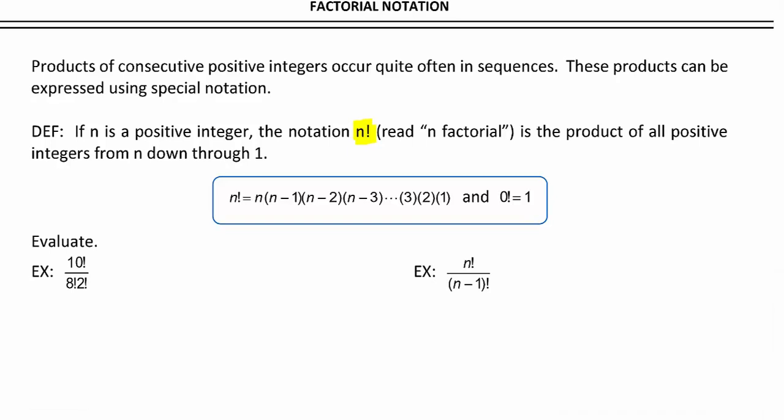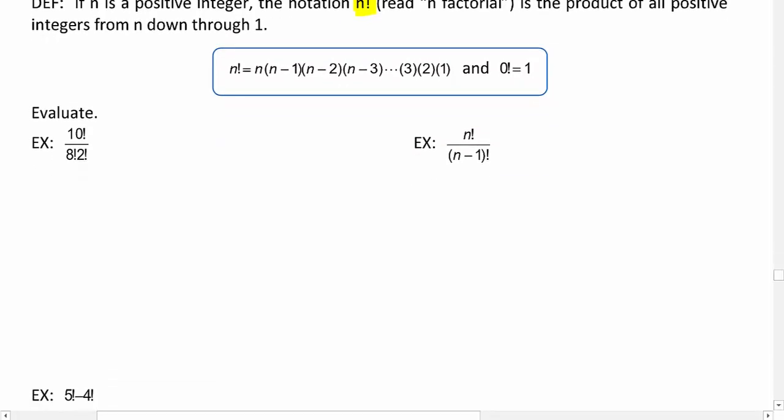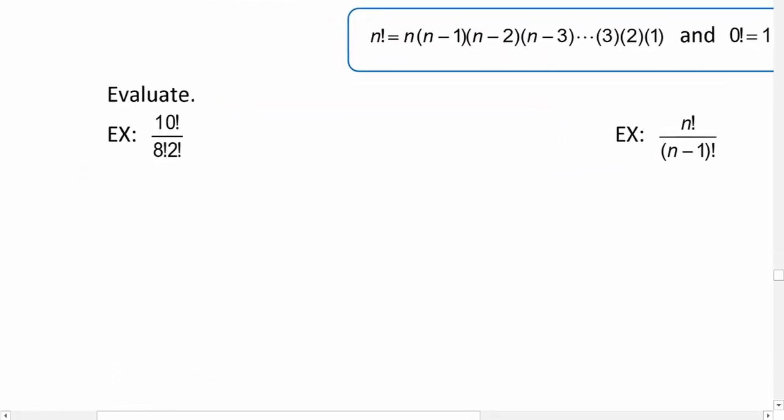So n factorial is n times n minus 1 times n minus 2 times n minus 3, all the way down to 3, 2, 1. Also note that 0 factorial is equal to 1. Let's evaluate some expressions in factorial notation.